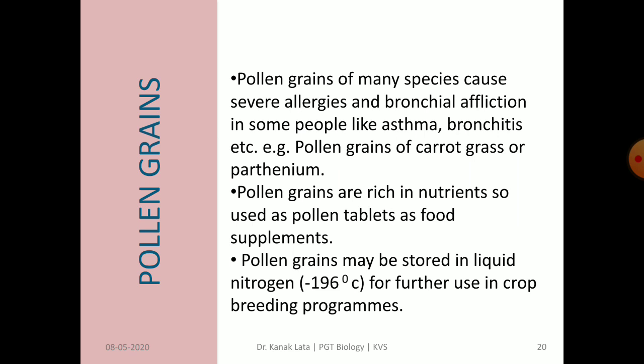Pollen grains of some species like carrot grass or parthenium cause severe allergies and bronchial afflictions like asthma and bronchitis. Pollen grains are also rich in nutrients, so they are taken as food supplement in the form of pollen tablets. They also play an important role in crop breeding programs, as they can be stored in liquid nitrogen, that is at minus 196 degree Celsius, for further use.